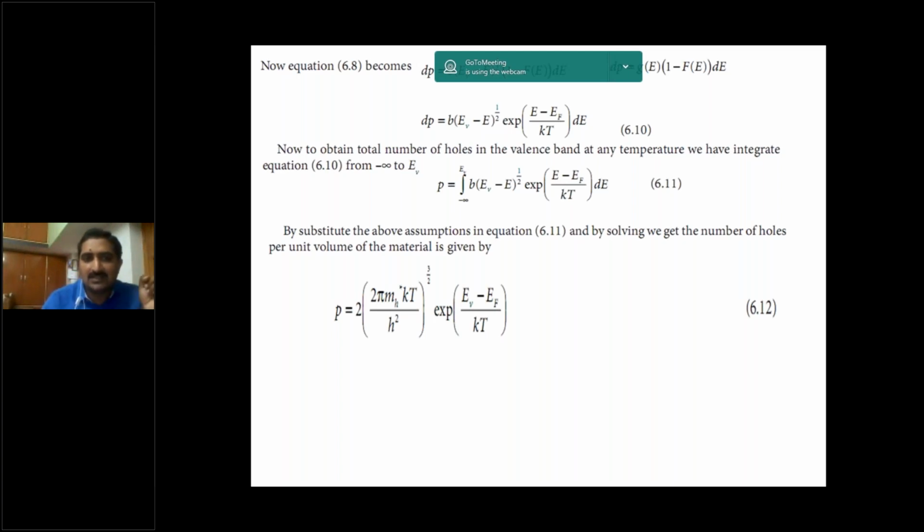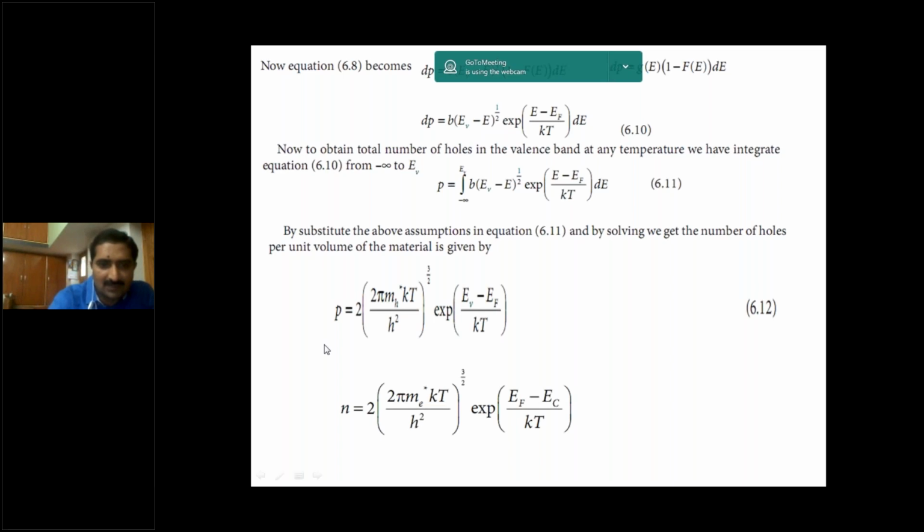So we know the density of electrons in the conduction band and we know the density of holes in the valency band. Already we discussed that the number of available electrons in the conduction band is equal to the number of available holes in the valency band. So P is equal to N. The difference between the density of electrons and the density of holes is in the effective mass, here mh star, here me star. Here the exponential term is exponential of EV minus EF, here exponential of EF minus EC. This is the difference between the density of electrons in the conduction band and the density of holes in the valency band.